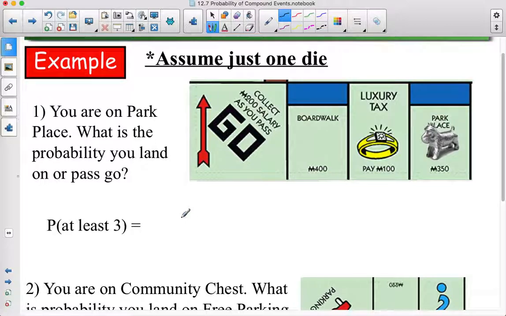Let's say you're playing Monopoly. I understand in Monopoly you really roll 2 dice, but for the model to be a little simpler, let's just imagine that we would just roll 1 die. So you're on Park Place right here. And what is the probability you land on or pass Go?